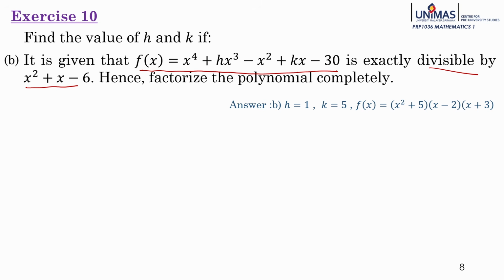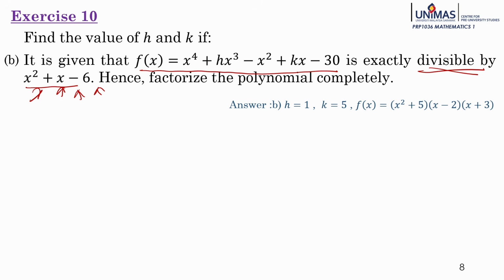Exactly divisible means that when we divide this polynomial by this polynomial, we don't have a remainder. So that means we can say that this polynomial is a factor. But to find a factor in terms of linear factors, because this one is a quadratic, right, we factorize this one.